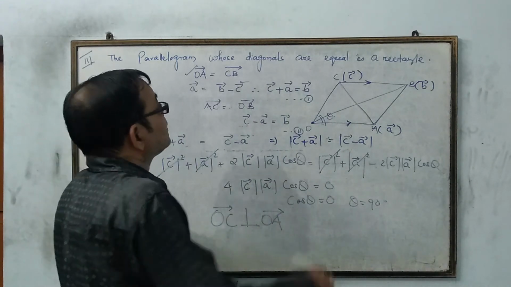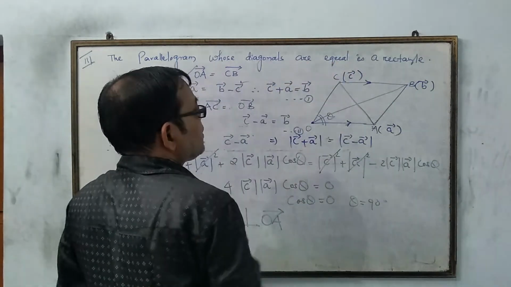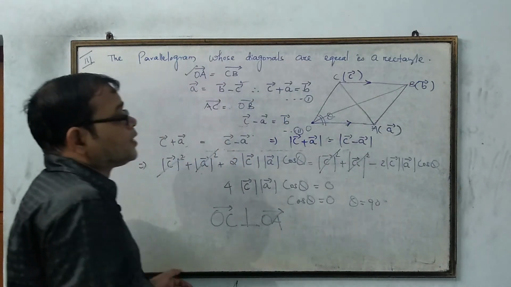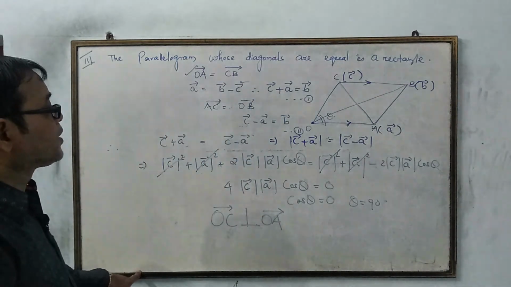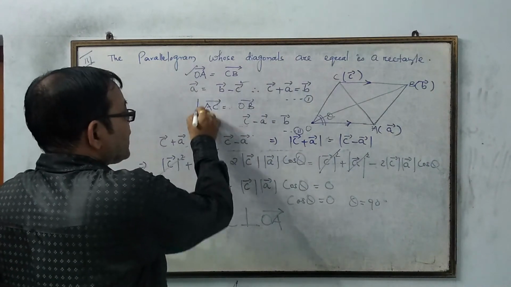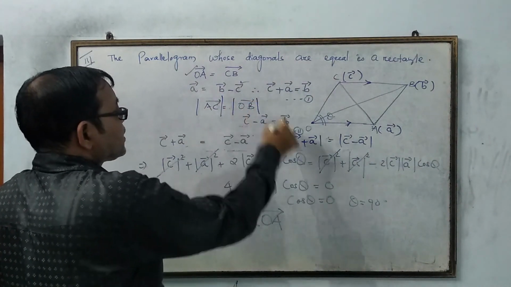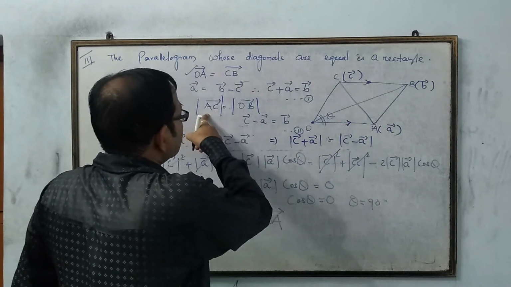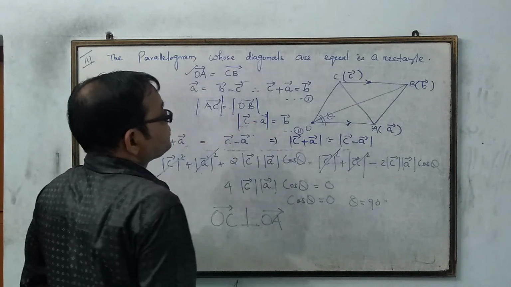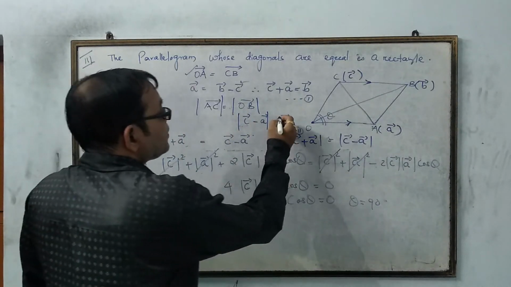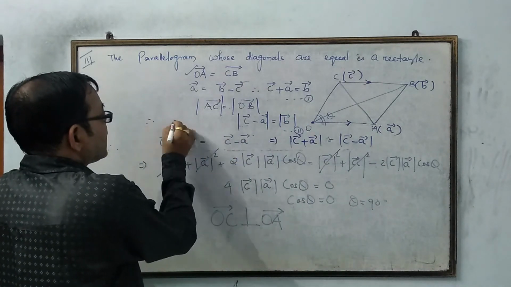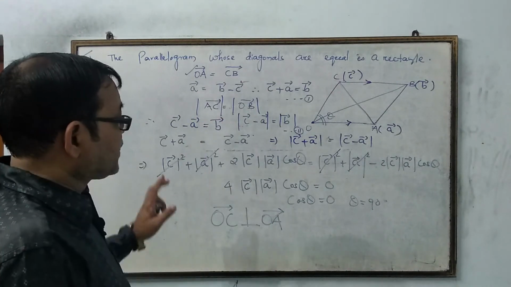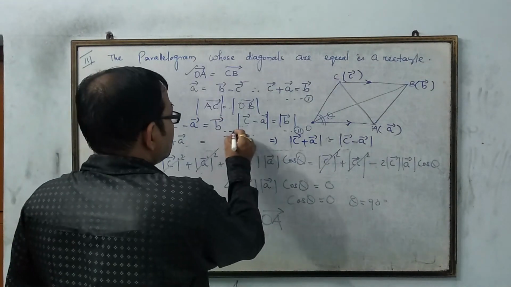The second condition is that the parallelogram's diagonals are equal. Here, this is a diagonal and this is a diagonal. Diagonal AC is equal to diagonal OB, meaning they are both of equal length. What about AC? That is the position vector of C minus the position vector of A, C minus A, which is equal to vector B. Or C minus A equals vector B. Right? This is equation 2.